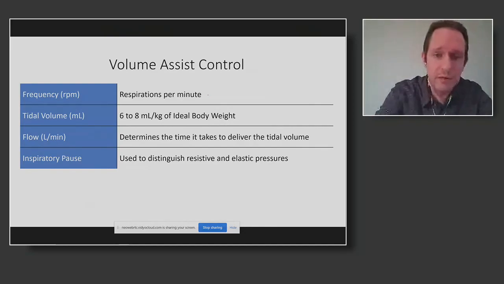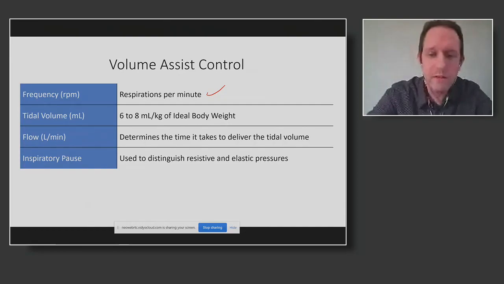So we have respirations per minute, 6 to 8 mils per kilogram ideal body weight, and that's where we would set the tidal volume. Flow determines the time which it takes to deliver the volume. So again, this is the criteria. The cycling criteria is basically once the volume is delivered. However, the cycling criteria can be altered by setting the inspiratory pause.